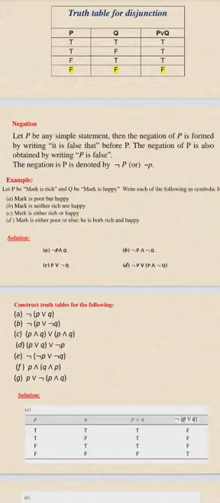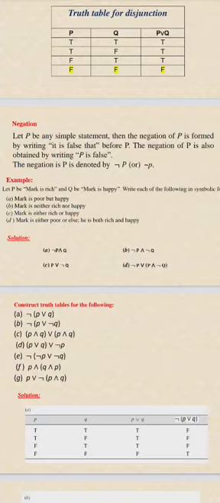Negation. Let P be any simple statement. The negation of P is formed by writing "it is false that" before P. The negation of P is also obtained by writing "P is false". The negation of P is denoted by the symbol ¬P. The truth table of negation: P is true, ¬P is false. P is false, ¬P is true. This is the negation truth table. Negation means not.